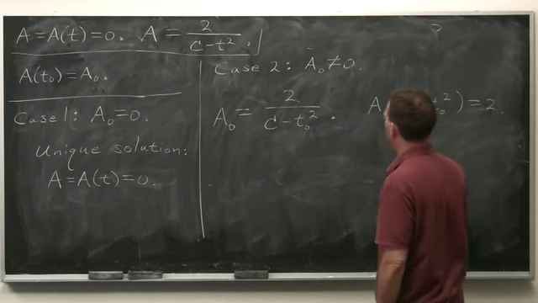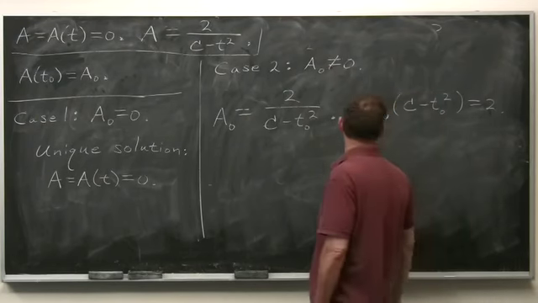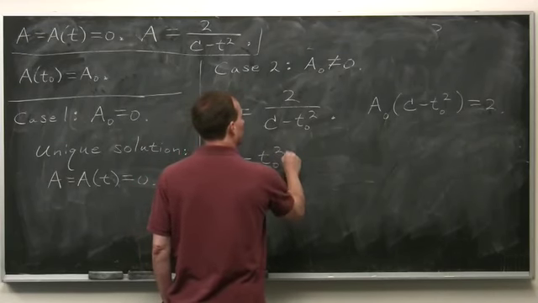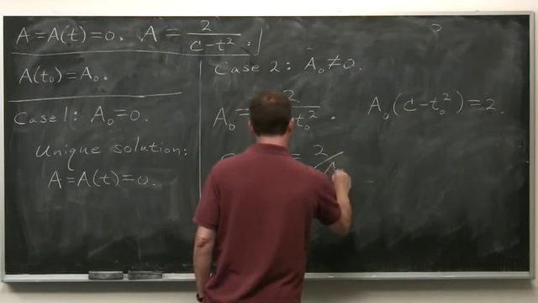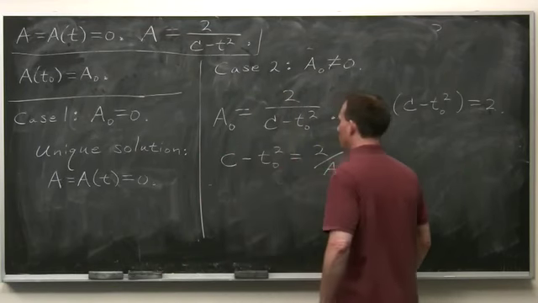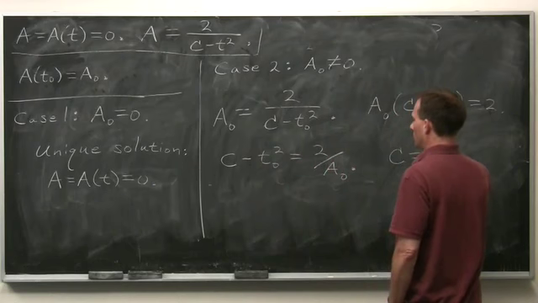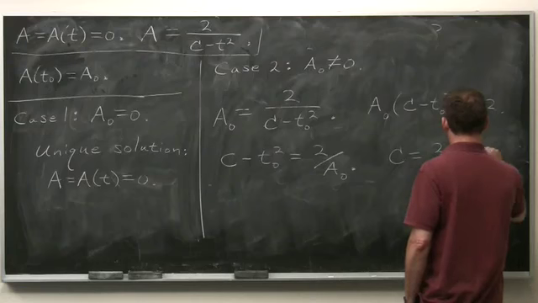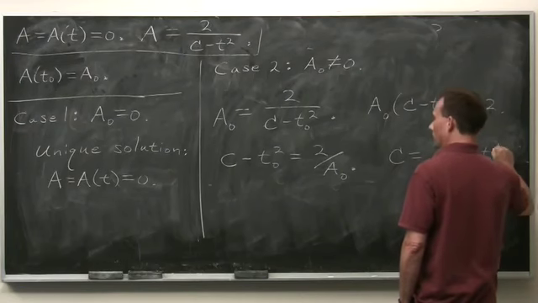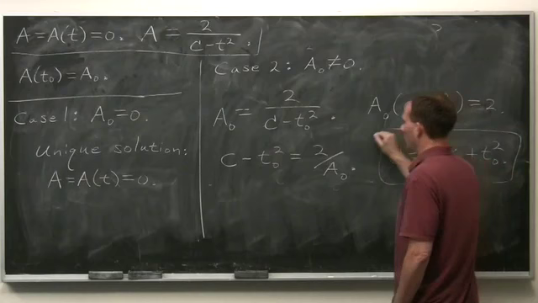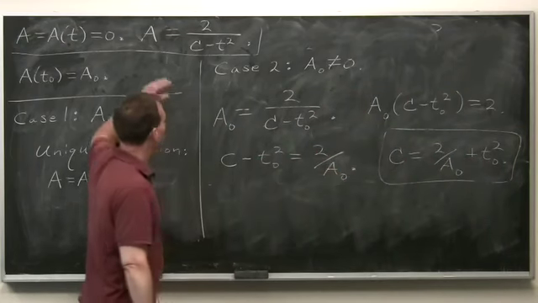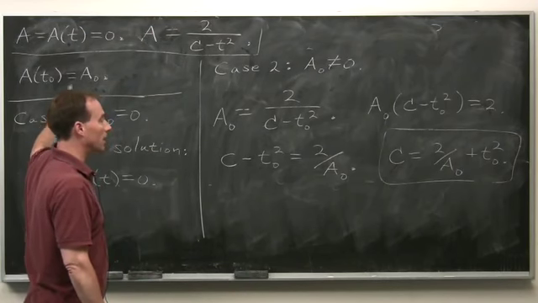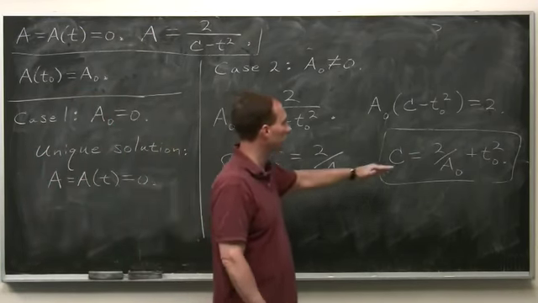Right. Divide by A0, which we can do because A0 is not 0. So we get C minus T0 squared is 2 over A0. And then add T0 squared to both sides. So yes, there is a constant C that we could pick that will make something of this form satisfy the initial condition. And there's only one. Given A0 and T0, this is the only one.